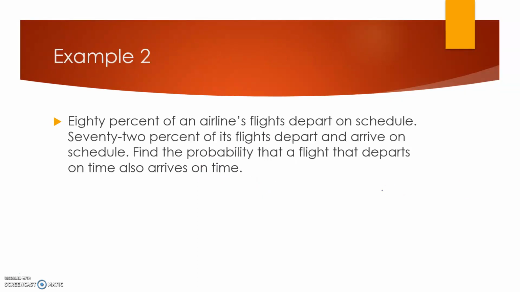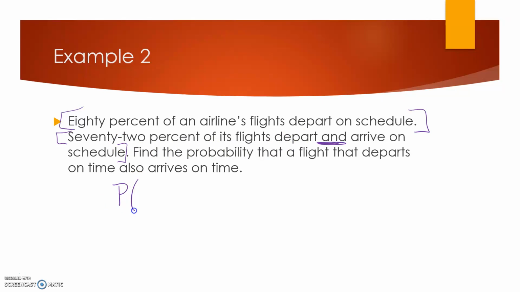If 80% of an airline's flights depart on schedule, 72% of its flights depart and arrive on schedule, find the probability that a flight that departs on time also arrives on time. So this is our given. We're given that 80% of an airline's flights depart on schedule. We're told, this is our and, 72% of its flights depart and arrive on schedule.